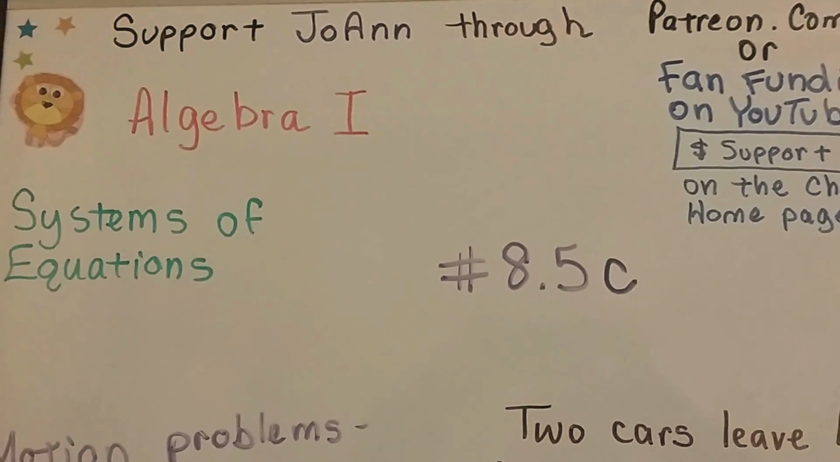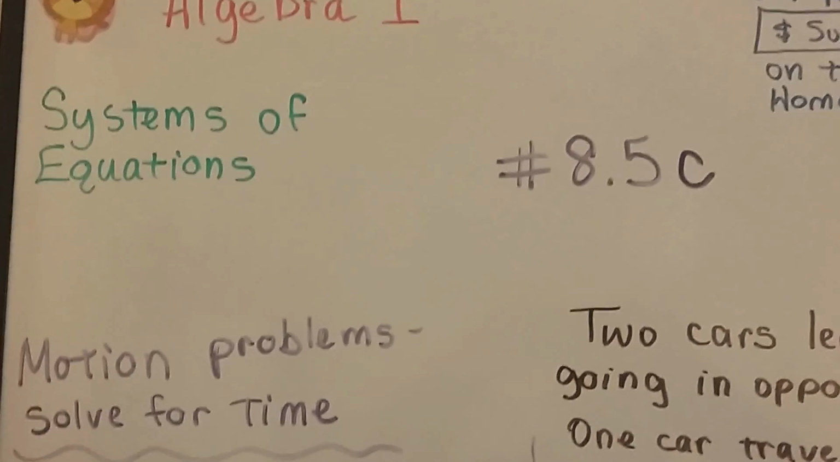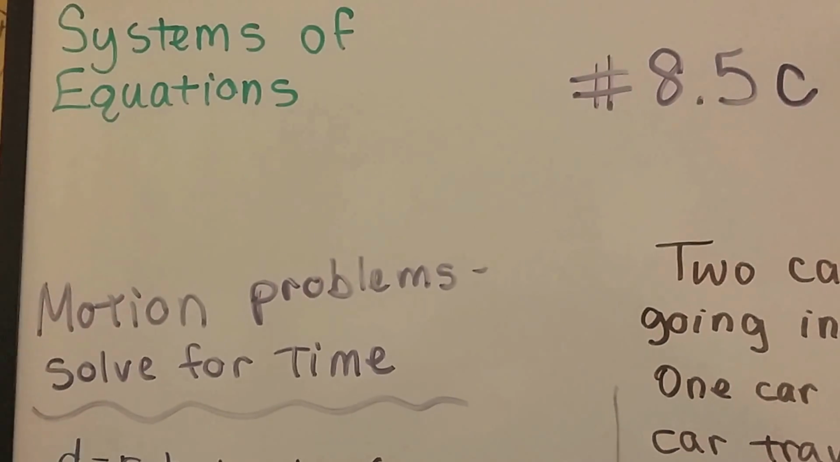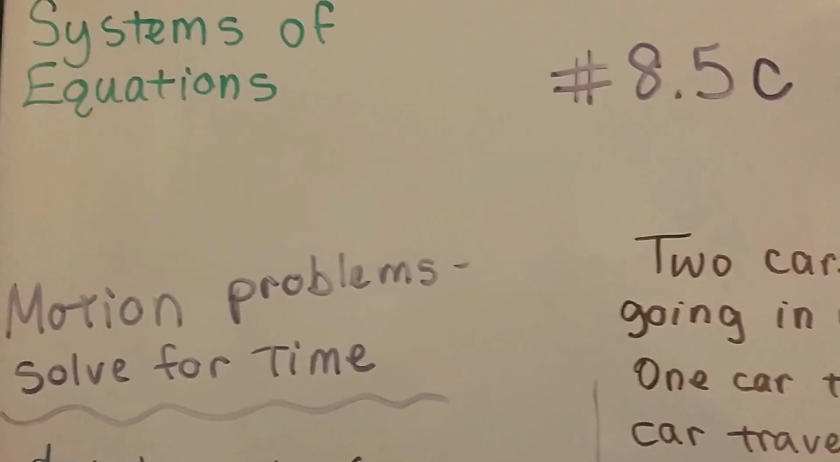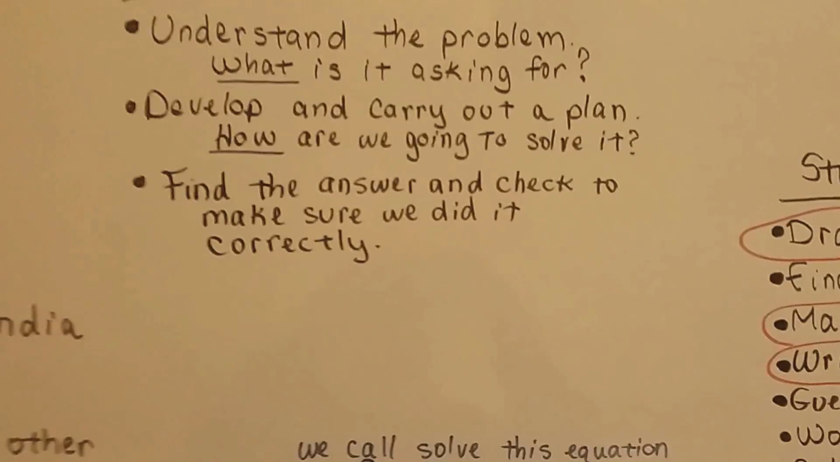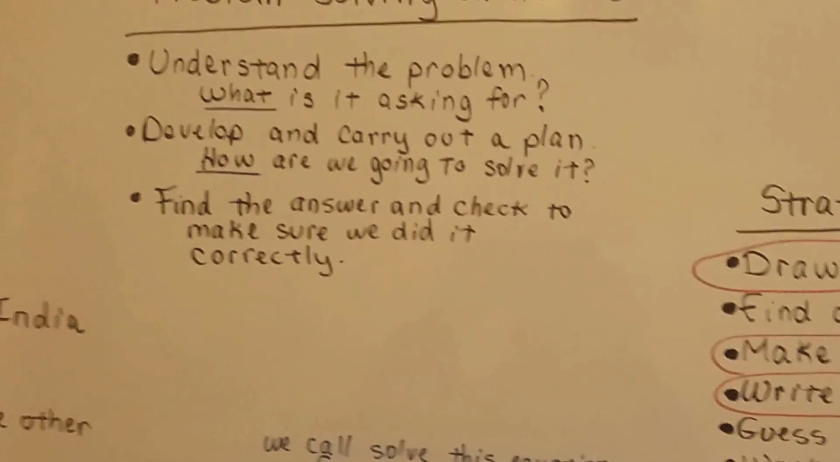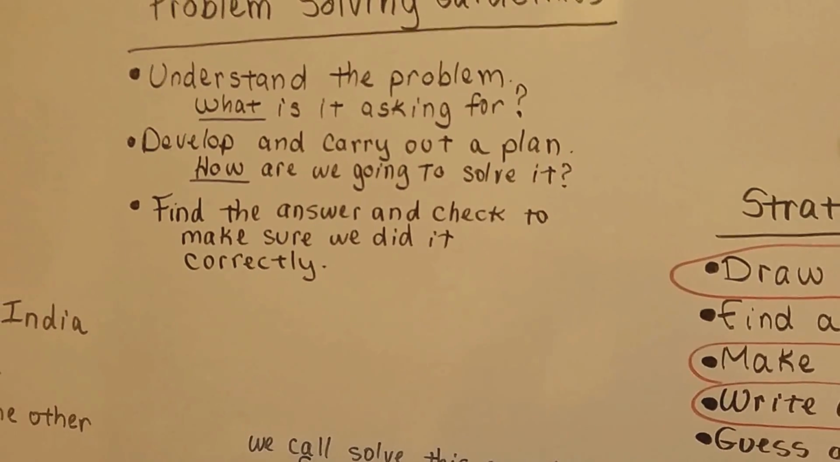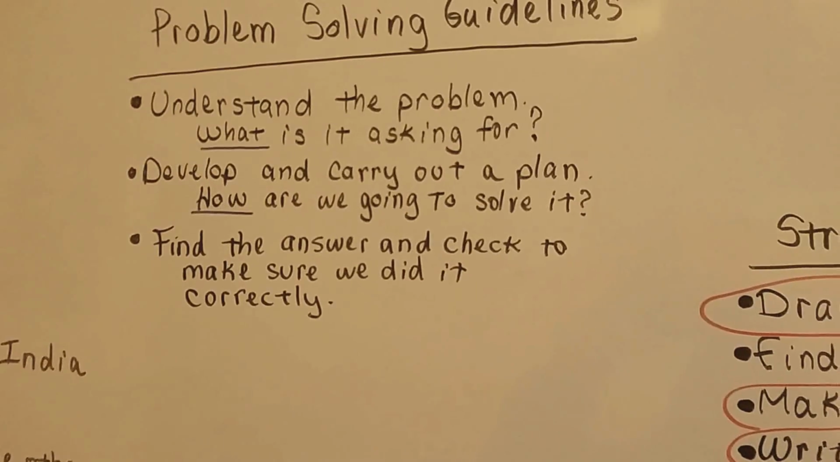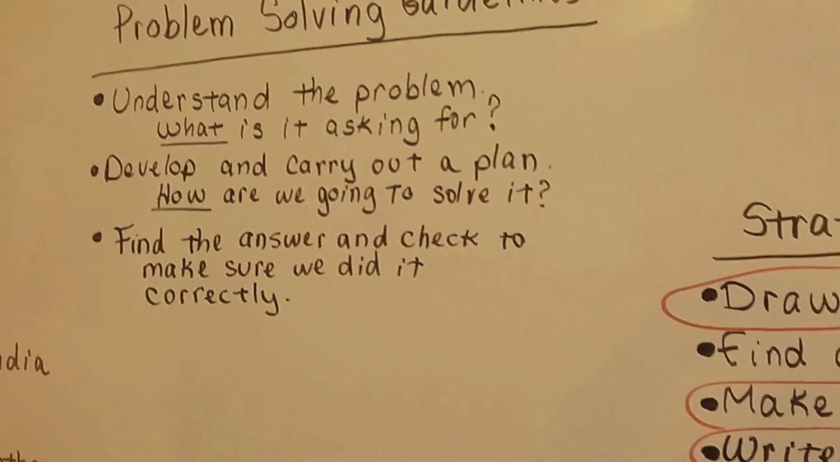Algebra I 8.5c. In the last couple videos, we solved motion problems for distance and rate. Now we're going to solve it for time. And we've talked about the problem-solving guidelines, that we need to understand the problem and know what it's asking us. And we need to develop and carry out a plan, how we're going to solve it. Then we need to find the answer and check it to make sure we did it correctly.